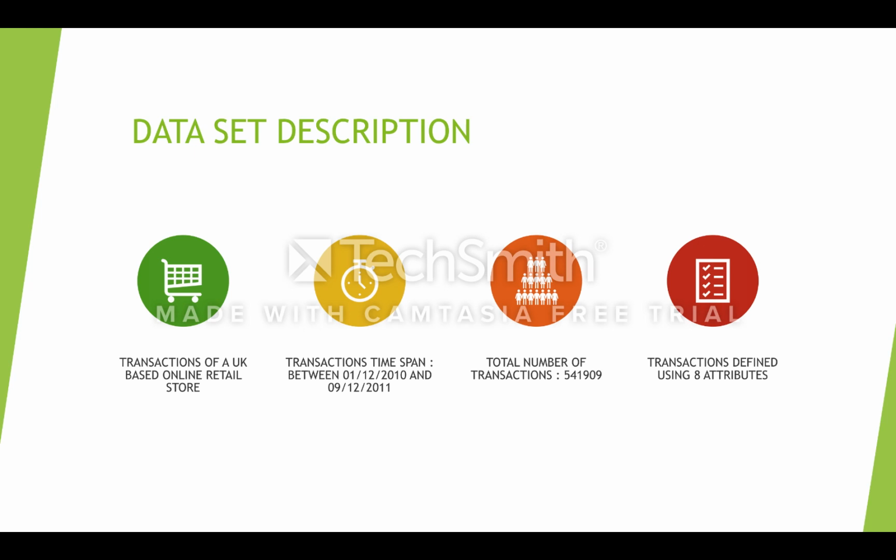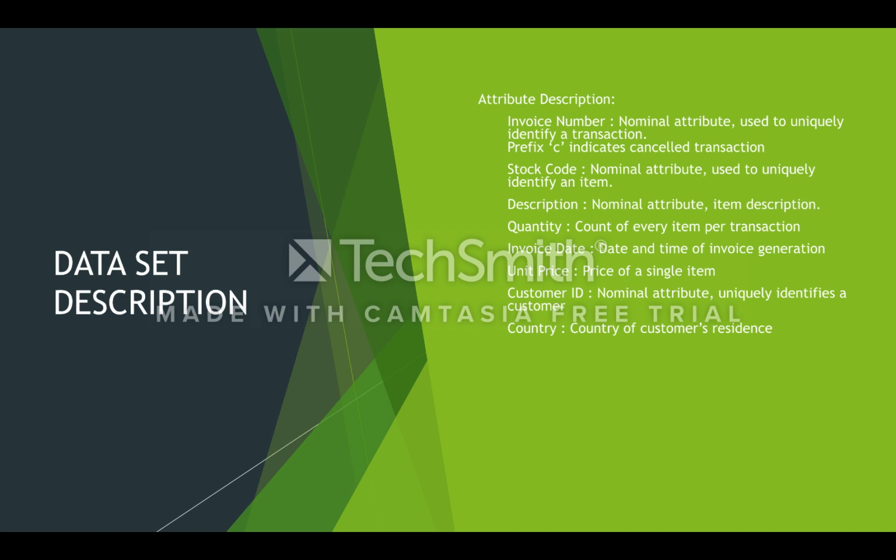Most customers of the company are wholesalers and hence buy items in bulk. Every row in the dataset is defined using the 8 attributes mentioned on the slide. The dataset does not consist of missing values. These 8 attributes define every transaction present in the dataset. Multiple items purchased together have the same invoice number.